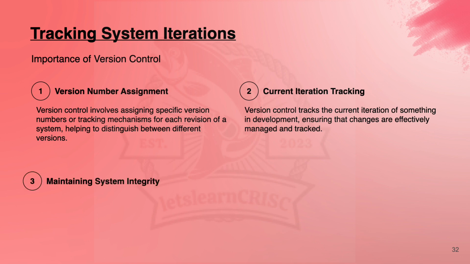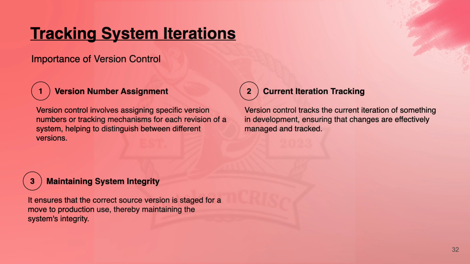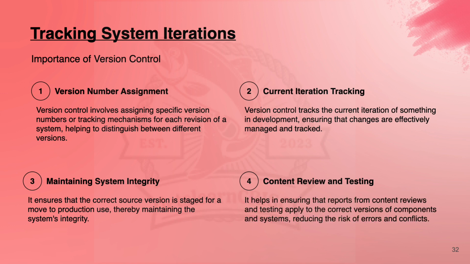Next is maintaining system integrity. Friends, version control in this case ensures that the correct source version is ready for production use, maintaining the integrity of the system. And next is the content review and testing. Here, version control helps in making sure that the reviews and testing apply to the correct version of the components and system, reducing the risk of errors and conflicts.